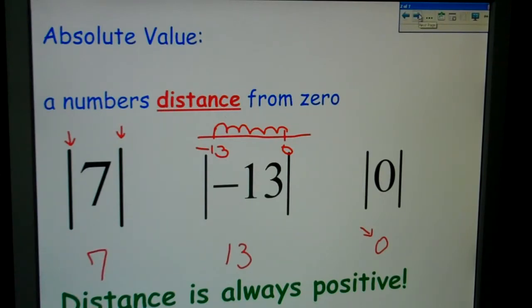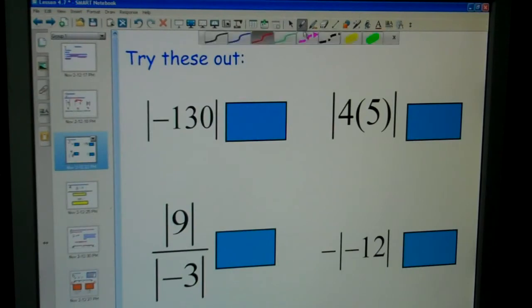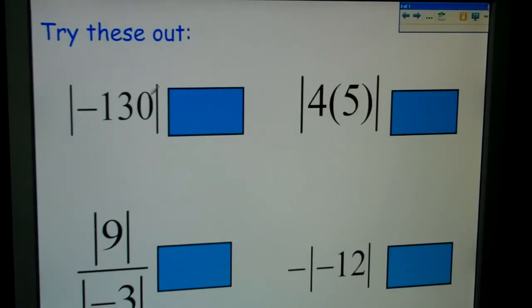Let's look at the next one. So let's try these out. Let me get my pen again. The absolute value of negative 130. The absolute value of 4 times 5. The absolute value of 9 divided by the absolute value of negative 3. And then this one's tricky. Be careful. The negative, meaning the opposite, absolute value of negative 12. Go ahead and pause me and try to do these 4 on your own, because I'm going to go through and do the answers.